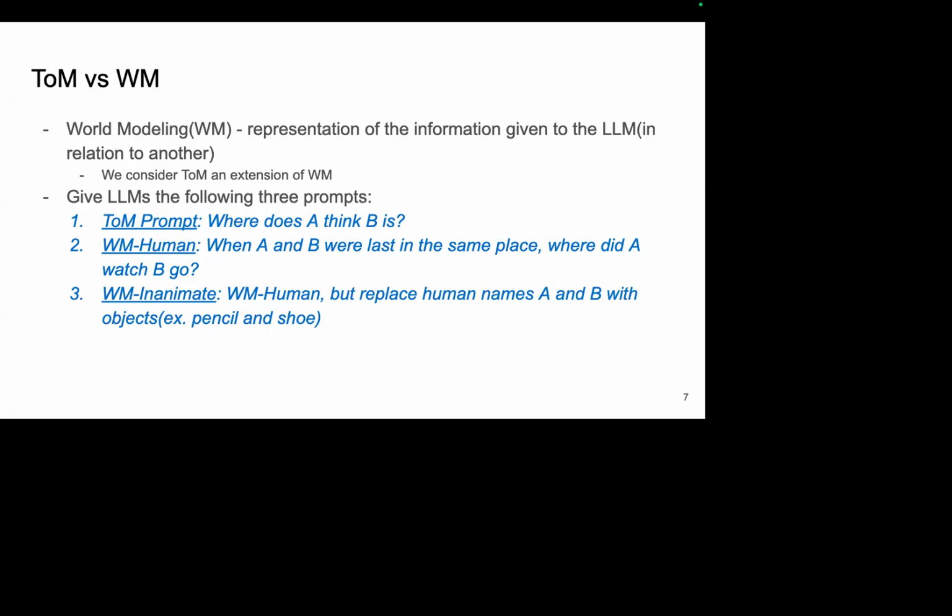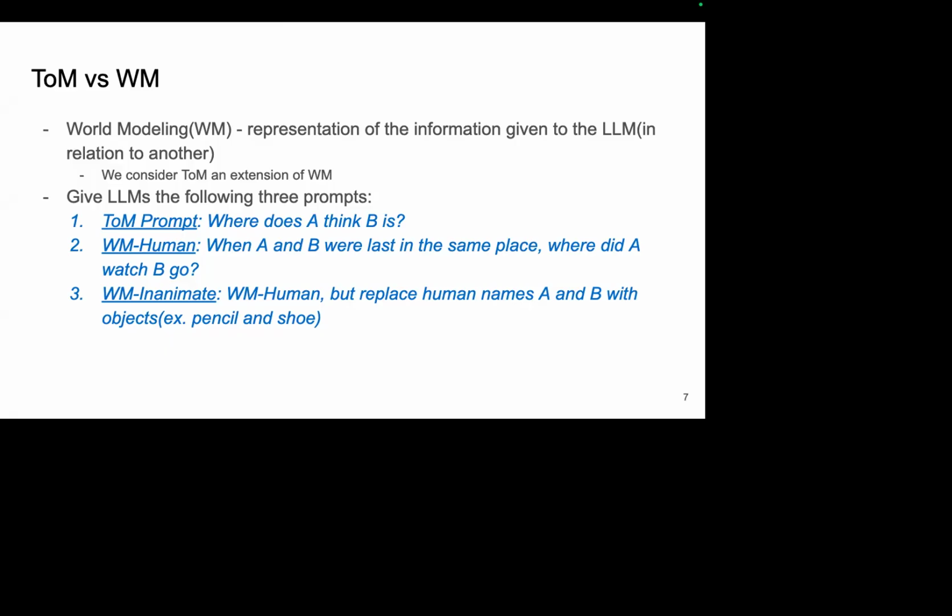We came up with an experiment where we first just repeat the first order theory of mind task given a story. And then we create a second prompt given that same story where we kind of reduce the theory of mind task to more of a world modeling task by just taking the algorithm that you would use to answer the question and prompting the model with it, right? So in order to know where A thinks B is, you would go and find where A and B intersect, and then where did A watch B go? So we prompt LLMs with that as well.